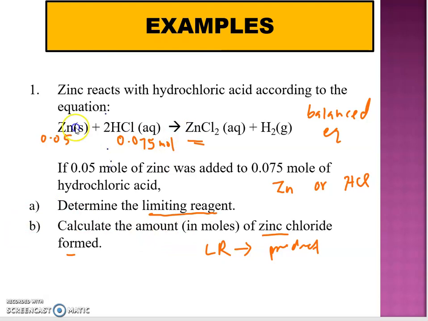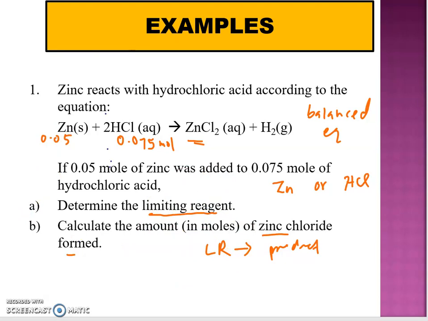Okay. Kalau kita tengok daripada segi nilai, zinc 0.05 mol. HCl pula 0.075 mol, which is more. Ini sikit lah. Ini lagi besar. So, adakah bermaksud HCl adalah limiting reactant? Zinc adalah excess reagent? No. You mesti buat dulu satu calculation untuk membuktikan betul atau tak.